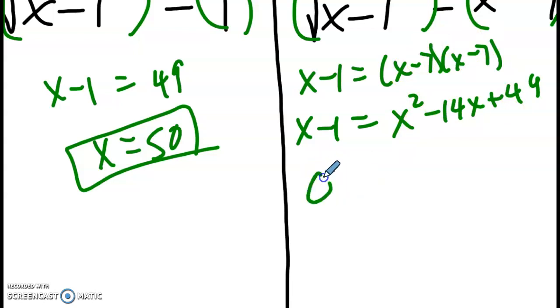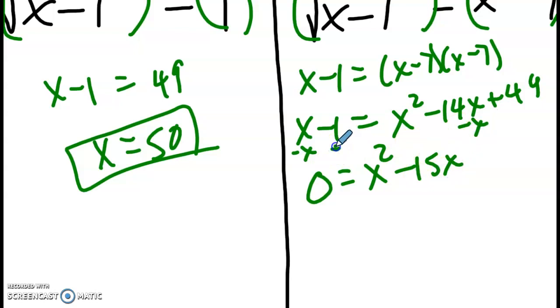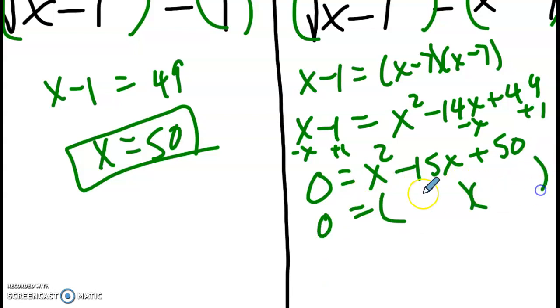Now I have a quadratic. I need to get it equal to 0. So I'm going to subtract the x. I'm going to add the 1. I'm going to hope it factors, but if it doesn't, I will use the quadratic formula, so it's not a big deal either way. Once I get a quadratic, I know I can get an answer. 50 is 25 times 2. That's not going to do it. Oh, 10 times 5 would do it, if they're both minus, right? X squared minus 15x plus 50. So that means x is either 10 or 5.